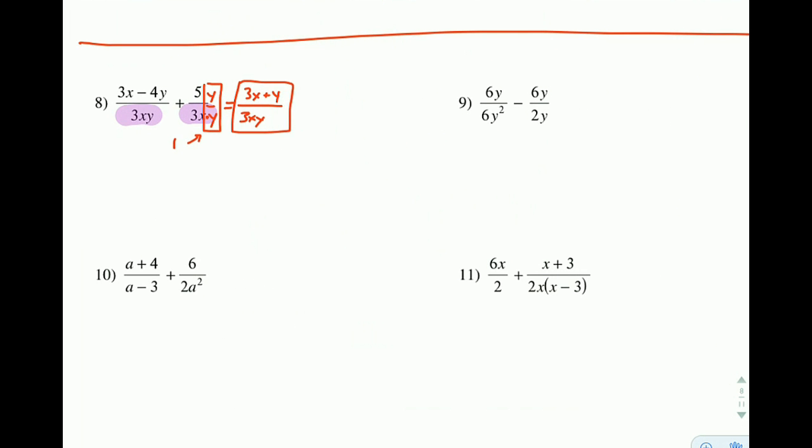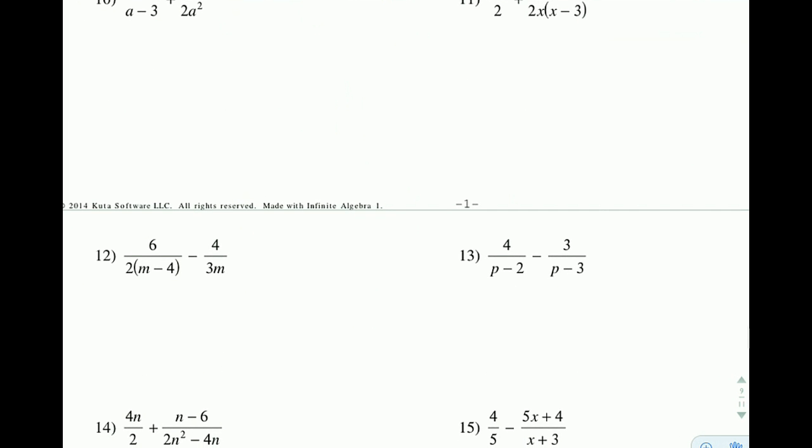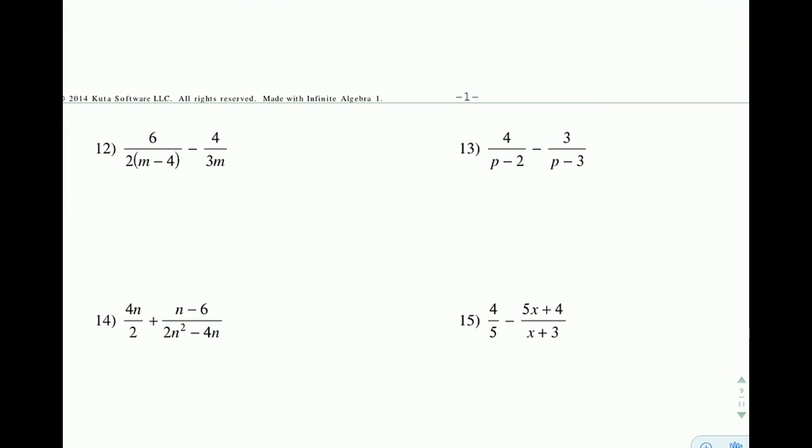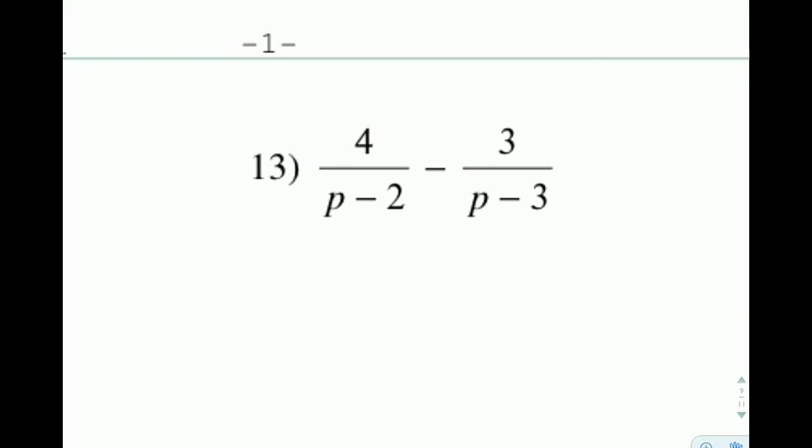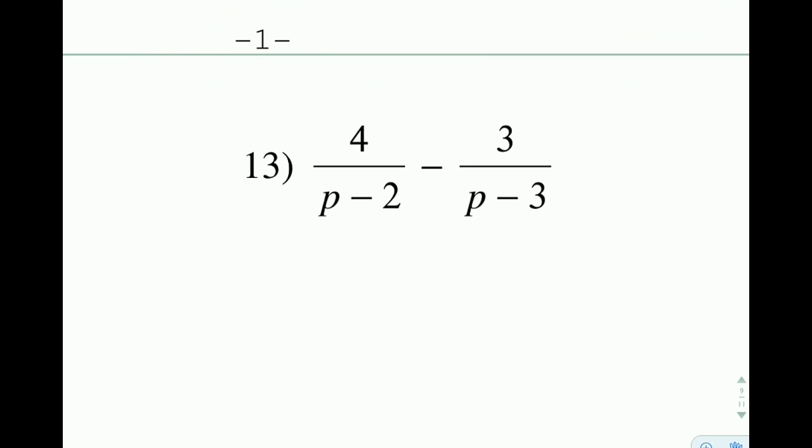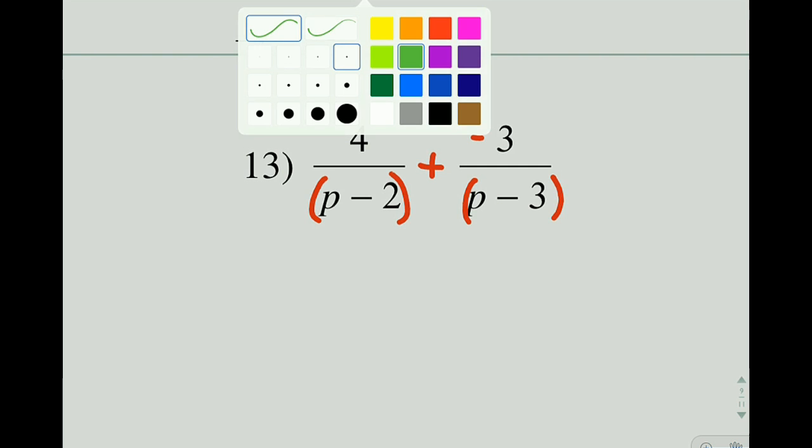Looking at a more complicated example, let's scroll down and try number 13. Now there's a few things that make 13 complicated. First of all, it's subtraction. So immediately I want to turn this into plus a negative and make that whole numerator negative, which in this case is just the 3. The other part though is that if I want these denominators to be the same, I see addition and subtraction going on in the denominator. I actually need to multiply top and bottom.